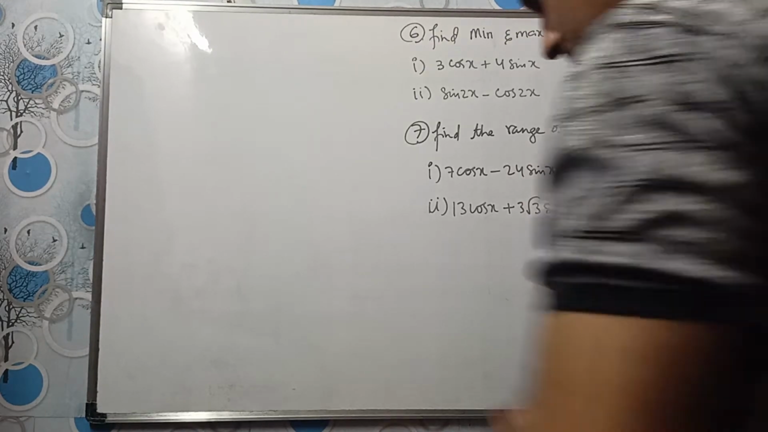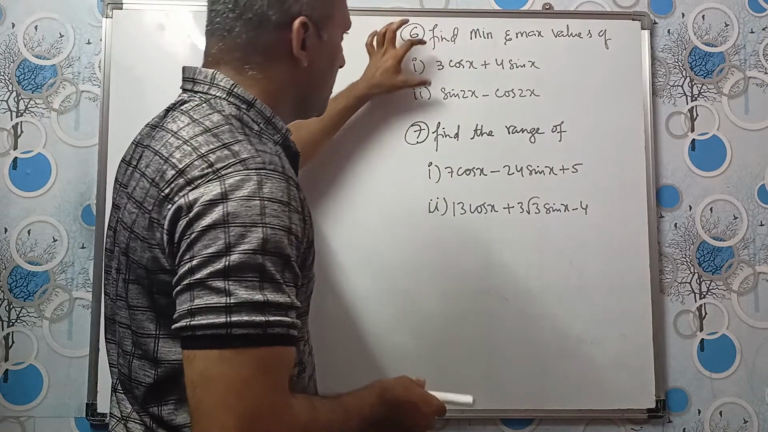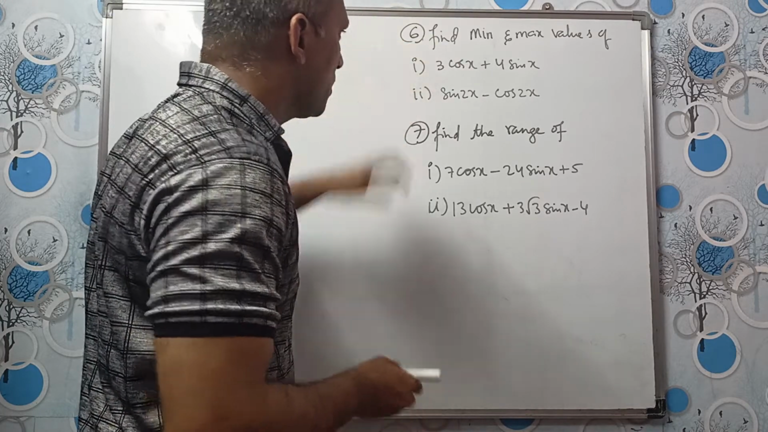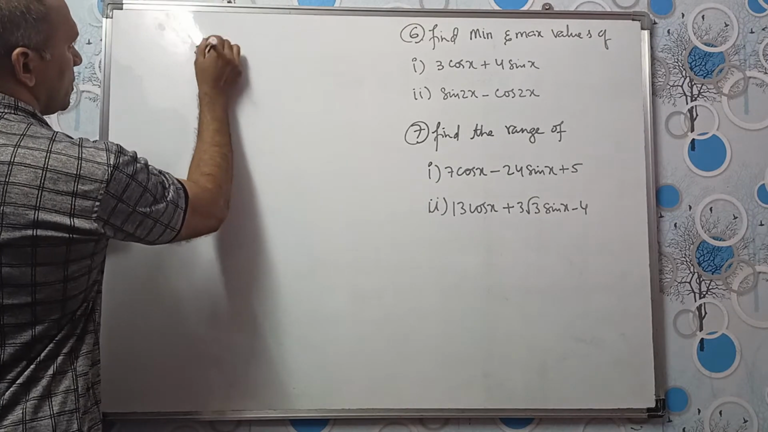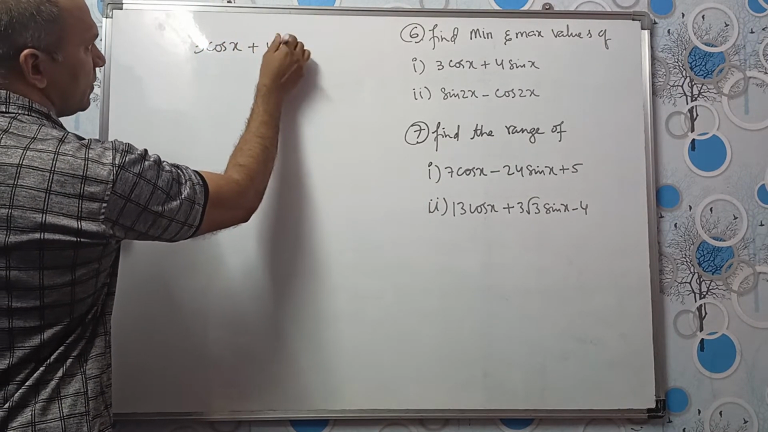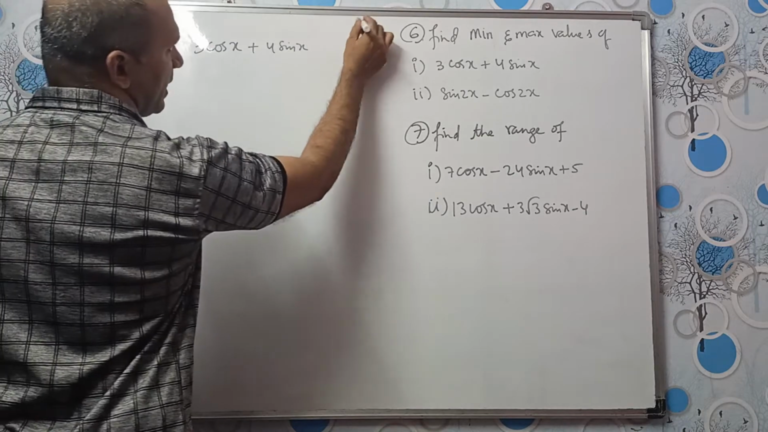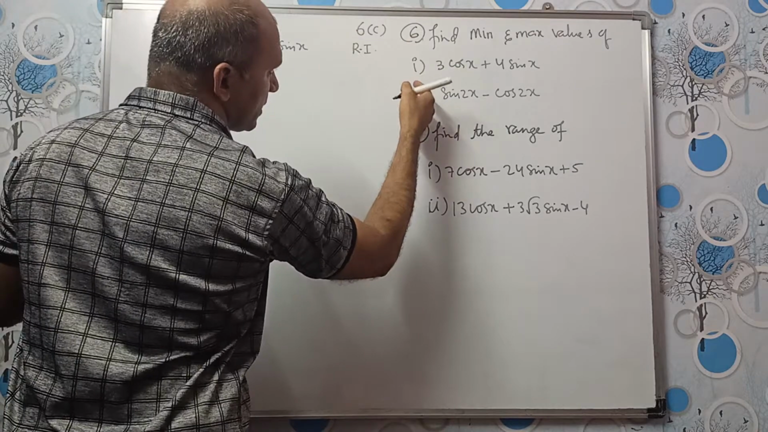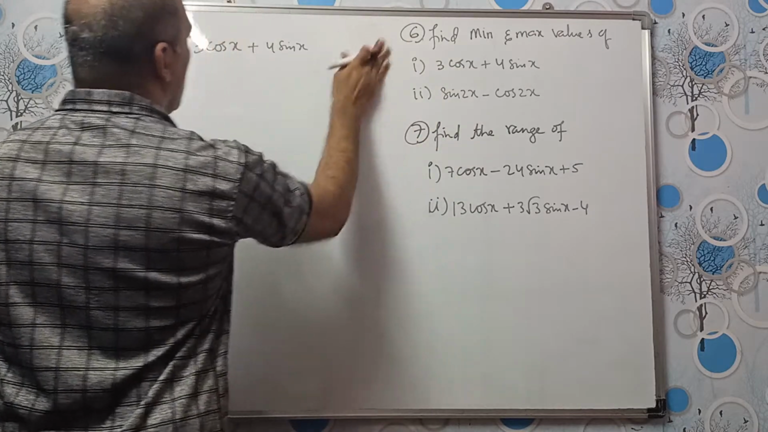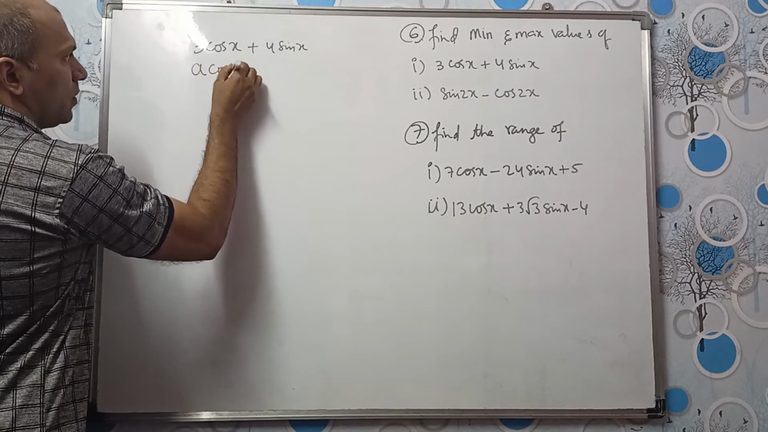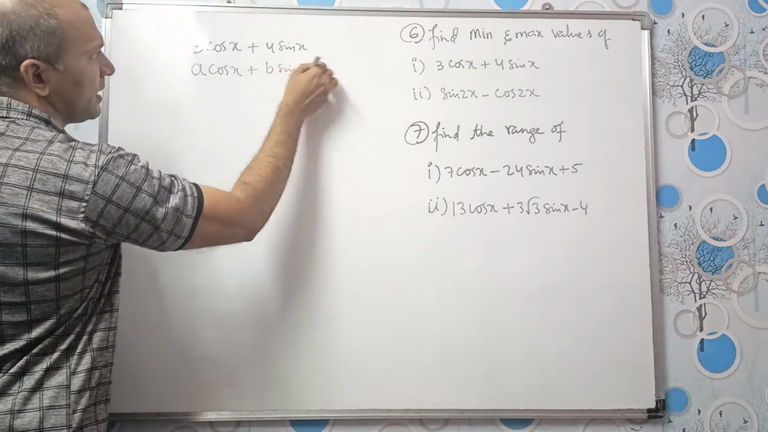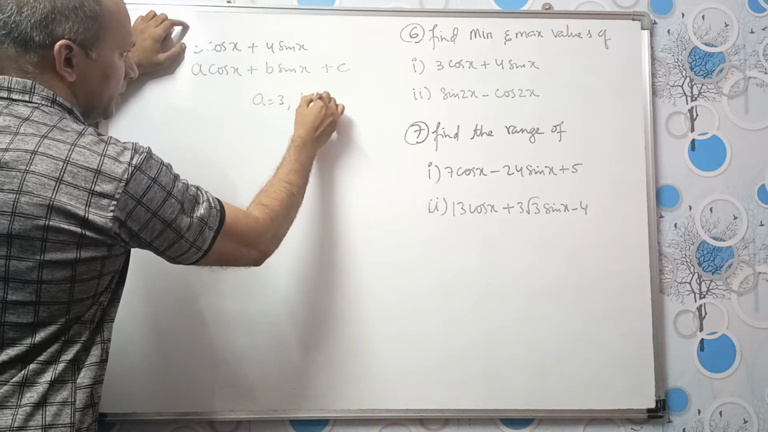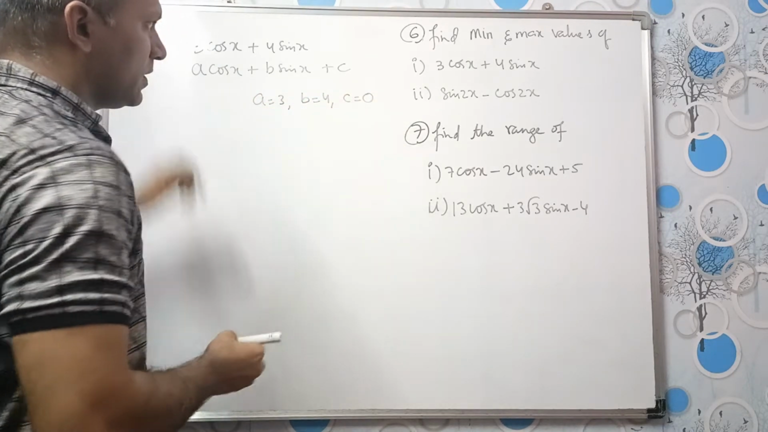Okay. Let us solve these problems now. Find minimum and maximum values of 3 cos x plus 4 sin x and sin 2x minus cos 2x. So first one, 3 cos x plus 4 sin x. This is exercise 6C, Roman 1, 6th and 7th problems. If you compare this with a cos x plus b sin x plus c, we have a is equal to 3, b is equal to 4 and c is equal to 0.